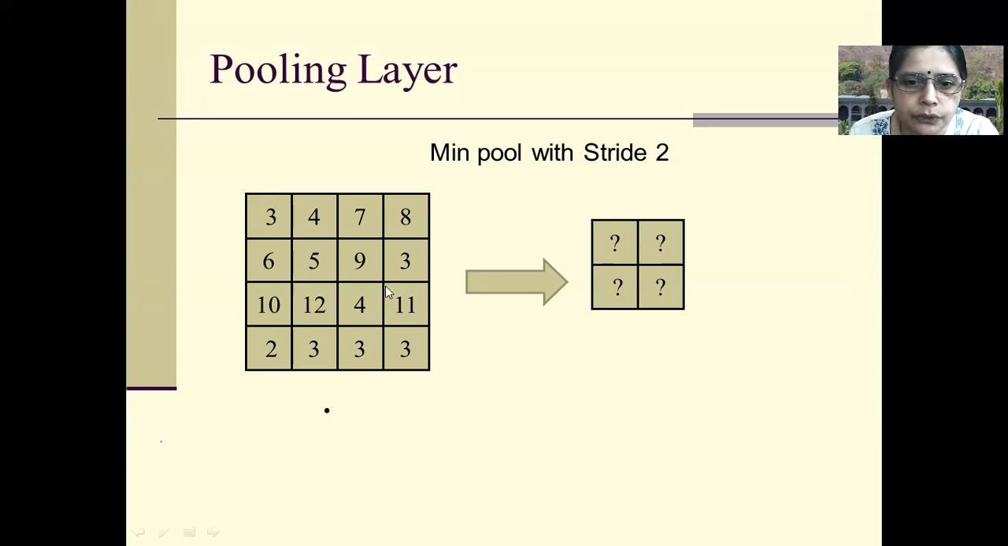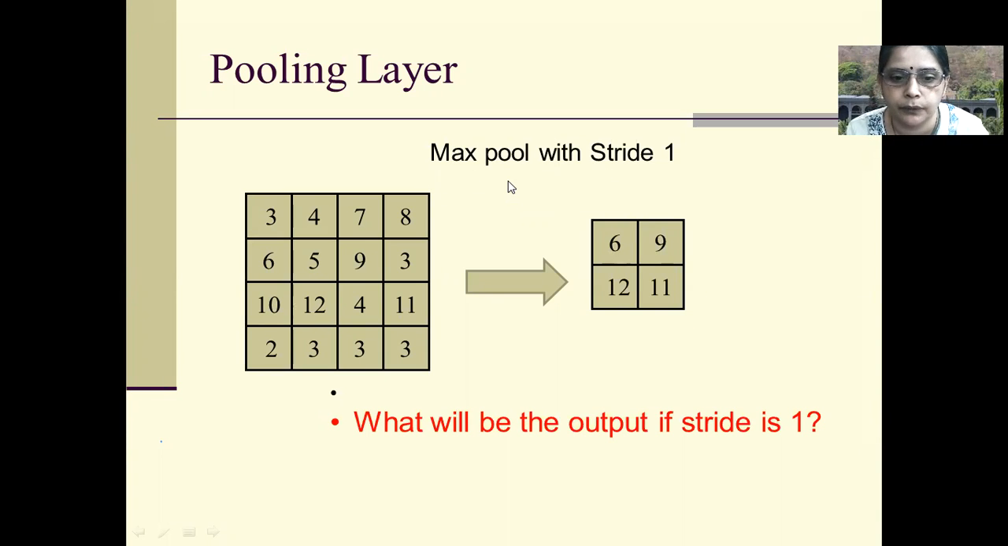Okay. So we just now considered the result of minimum pooling. Okay, then what will be the output if stride is 1? In this example, can you determine the result with stride 1? The result of the pooling layer with filter size 2 by 2 and stride 1. Okay, so consider max pooling with stride 1.